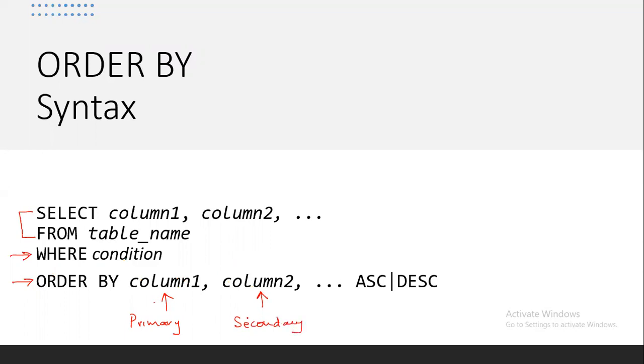This usually takes place when you have duplicates that are found on your primary field, then the secondary field is sorted. In your order by, you can specify whether you want to sort in ascending order or you want to sort in descending order. As we indicated, ascending is lowest to highest, and descending is highest to lowest. If you omit both ascending and descending, then sorting will automatically by default be in ascending order.